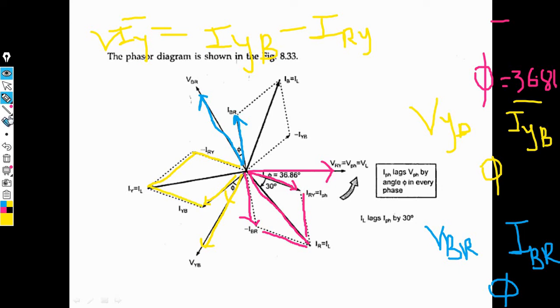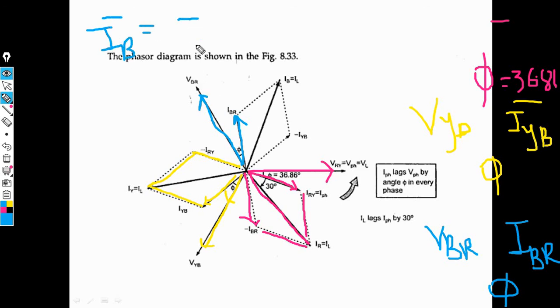Now this is for the Y phase. Then we need the B phase, that is we need IB. IB bar is equal to IBR minus IYB, that is here, and this is the magnitude of IB bar. Now this is the phasor diagram for delta connected load.